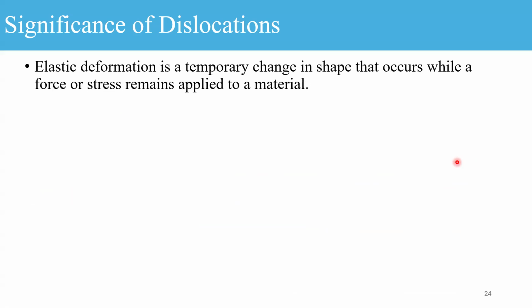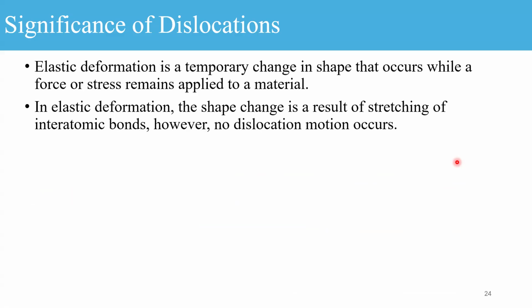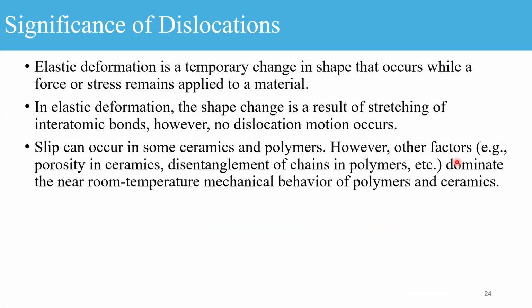While elastic deformation is a temporary change in shape that occurs while a force or stress remains applied to the material. In elastic deformation, the shape change is a result of stretching of interatomic bonds. However, there is no dislocation motion occurring in elastic deformation.